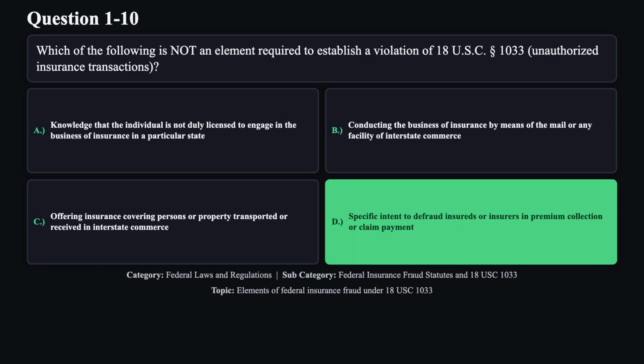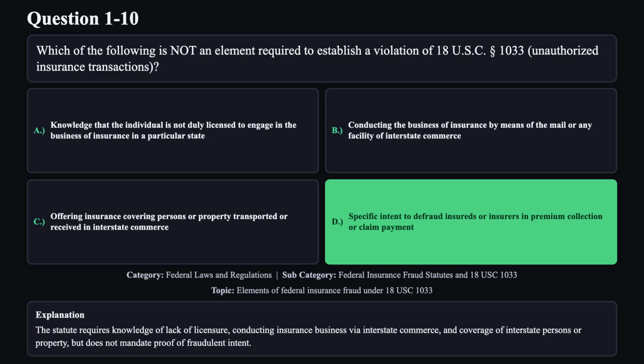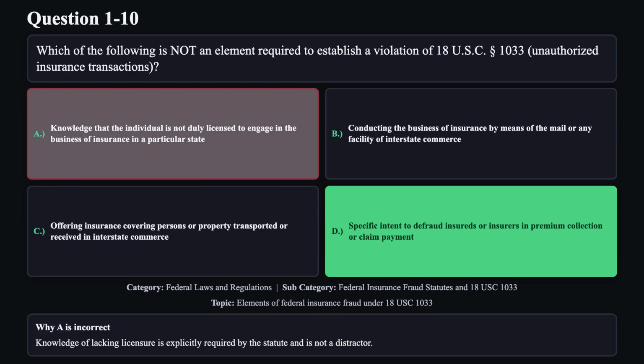The correct answer is D. The statute requires knowledge of lack of licensure, conducting insurance business via interstate commerce, and coverage of interstate persons or property, but does not mandate proof of fraudulent intent. Reason A is not correct. Knowledge of lacking licensure is explicitly required by the statute and is not a distractor.